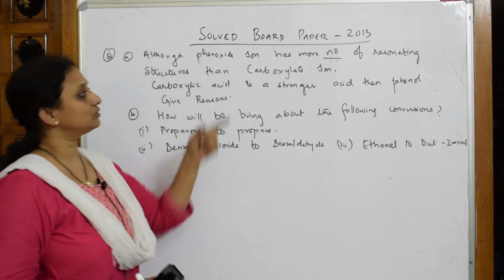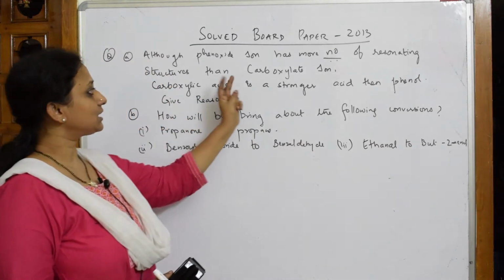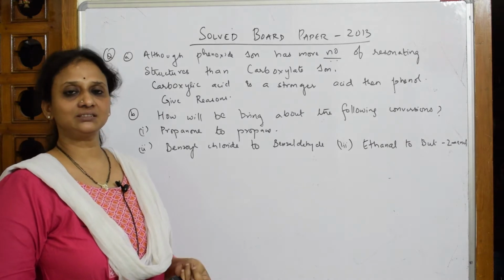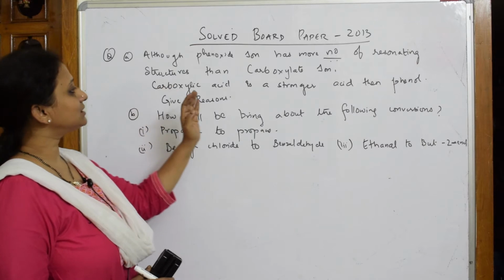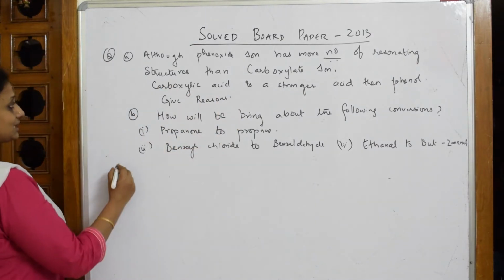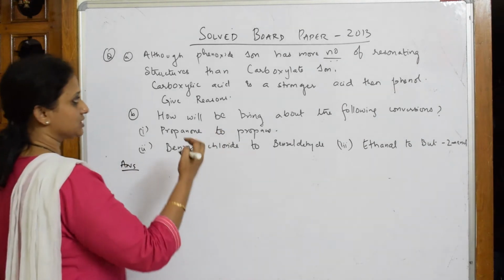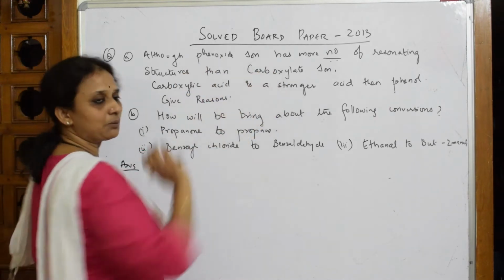Although phenoxide ion has more number of resonating structures than carboxylate ion. Okay, we very well know the more the number of resonating structures, the more highly stable. Right. Carboxylic acid is a stronger acid than phenol. Why? That is what I have to prove. So as soon as that question is given to you, try to take two important things. You have to show the formation of phenoxide ion and carboxylate ion.